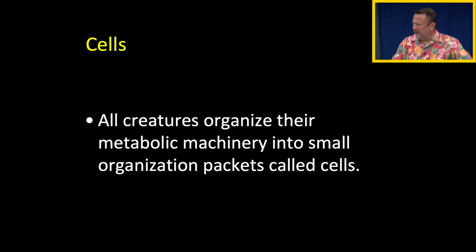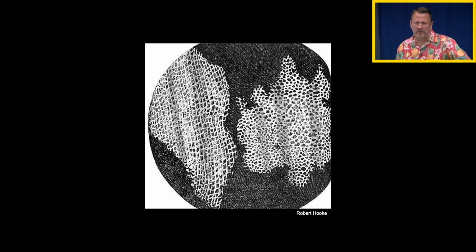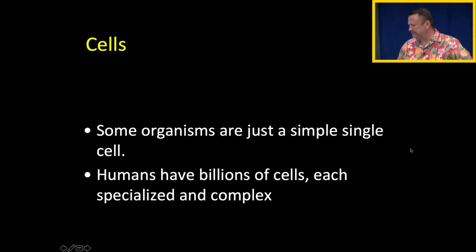All cells organize their metabolic machinery into small organizational packets called cells. I think you know this. And a long time ago, a guy named Robert Hooke looked under a microscope at a piece of cork and drew this. And this is the first impression that we know of that first shows cells under a microscope.